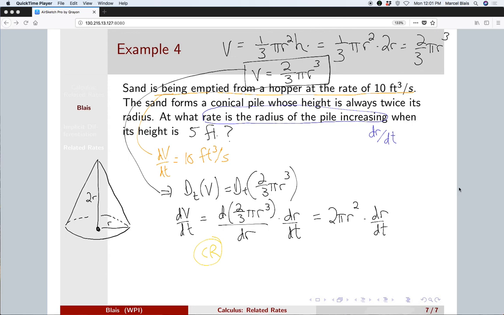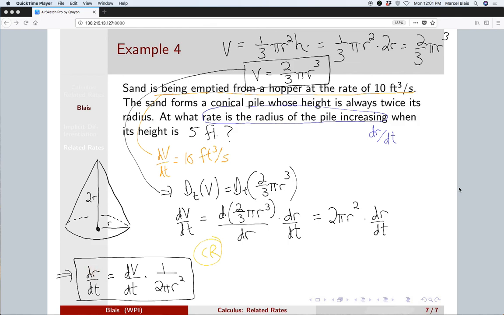And we note what we're asked to solve for is dr/dt, so we want to solve for that. So this means dr/dt is dV/dt times 1/(2 pi r squared). And so, having finished this implicit differentiation step, we've solved for the rate that we were asked about, and now we answer the question.